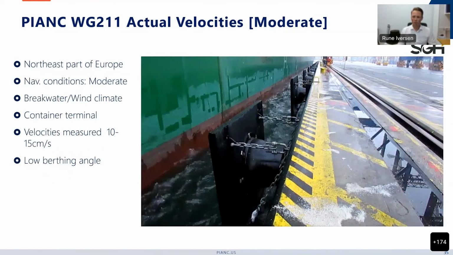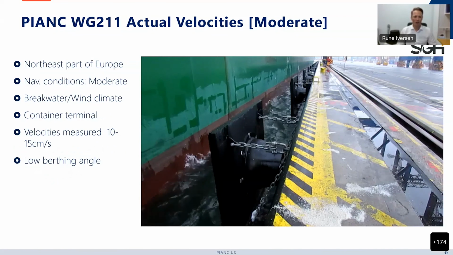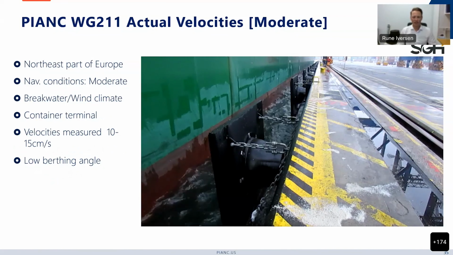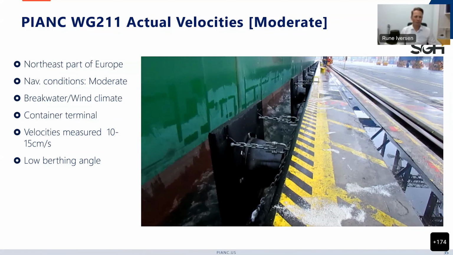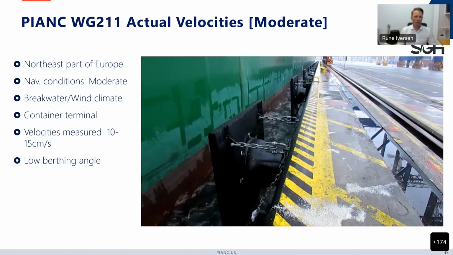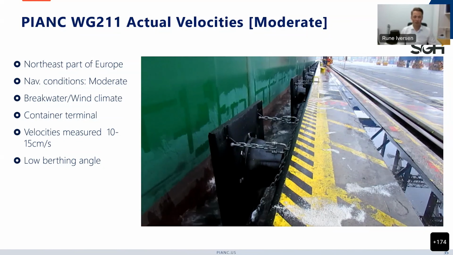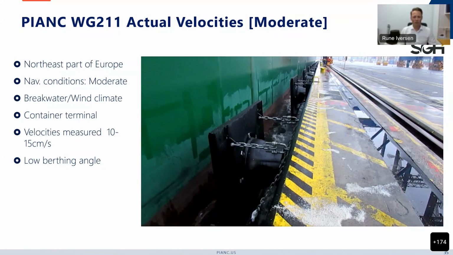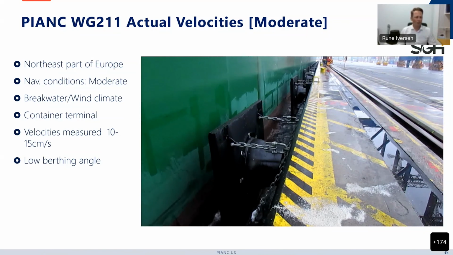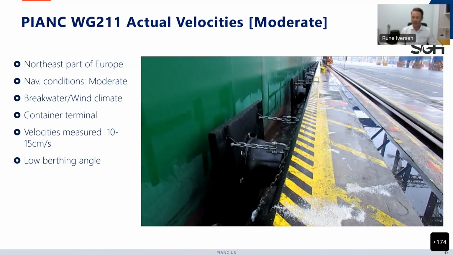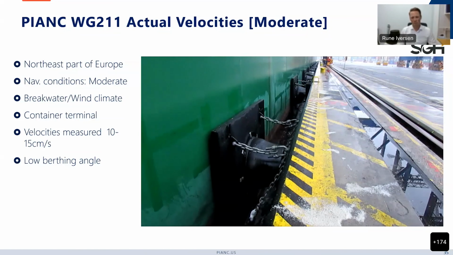The last one here is a little bit more dramatic. This is in the northeastern part of Europe under moderate navigation conditions. There's a breakwater protecting the site, but a pretty harsh wind climate. It's a container terminal, with measured berthing velocities between 10 and 15 centimeters per second. So you're talking between 0.33 and 0.5 feet per second here. But again, low berthing angles. But you will see that these fenders are actually doing their job and are getting worked pretty hard for this vessel coming in here.